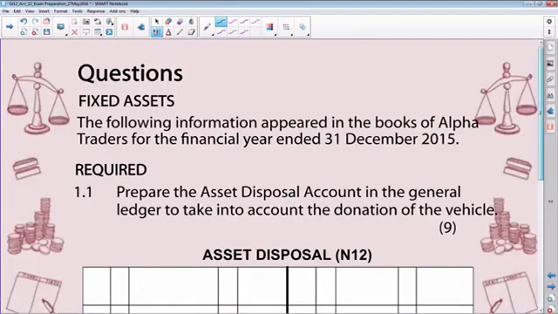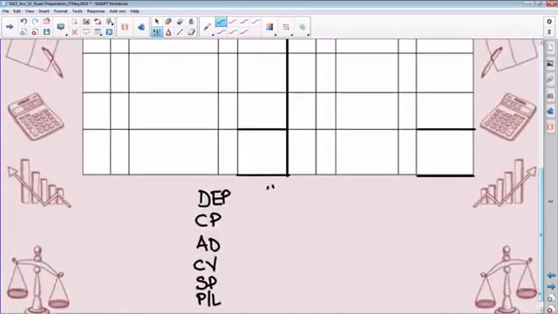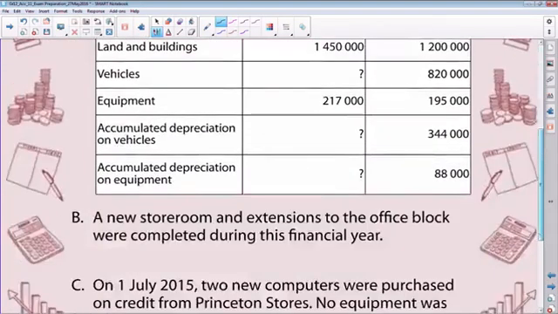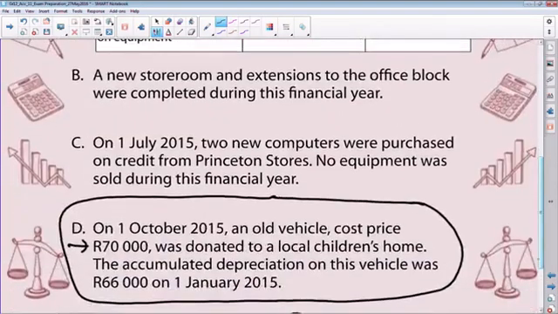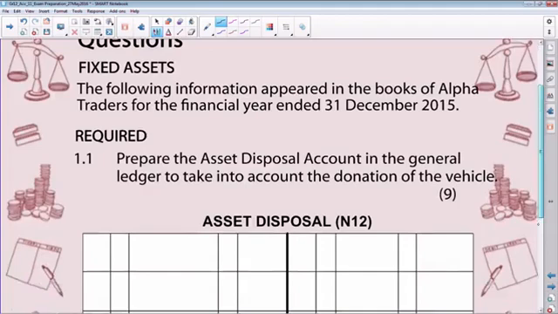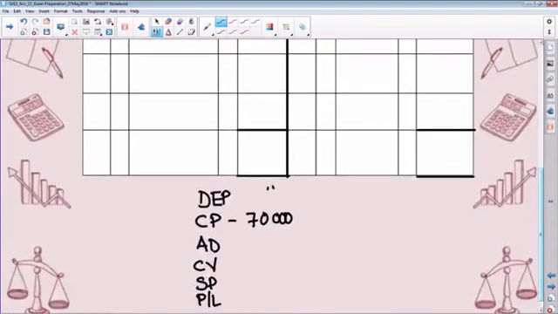Okay, let's put that into my information. There's my cost price, 70,000 Rand. It had an accumulated depreciation. Accumulated depreciation was 66,000 Rand at the beginning of my financial year. Therefore, the first figure here would be your 66,000 Rand being your accumulated depreciation. And remember, you always put a plus sign alongside it because you're going to depreciate it for the current year.